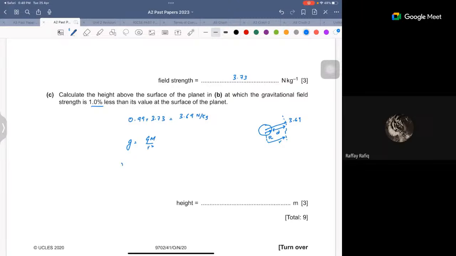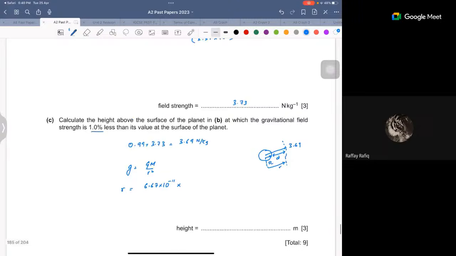We'll find this r. So r will be equal to 6.67 times 10 raised to a negative 11. Wait a second, please. Hello.